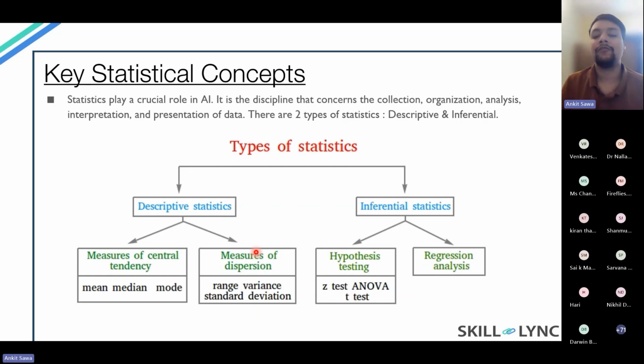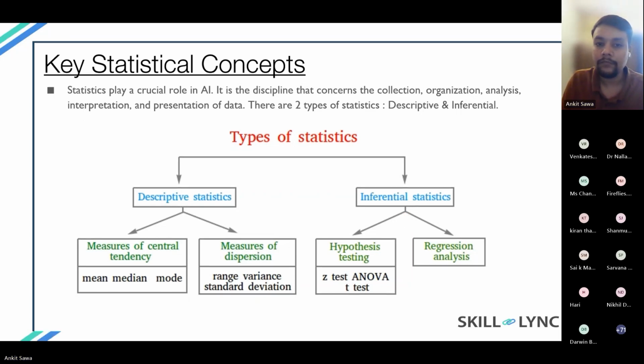Inferential statistics makes use of some advanced statistical tests to define whether the insights you draw from descriptive statistics hold true for the entire population. I'll go into detail in the subsequent slides, but for now, this is what statistics would mean for us: descriptive and inferential.